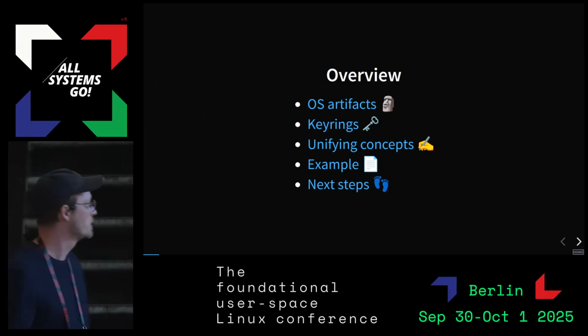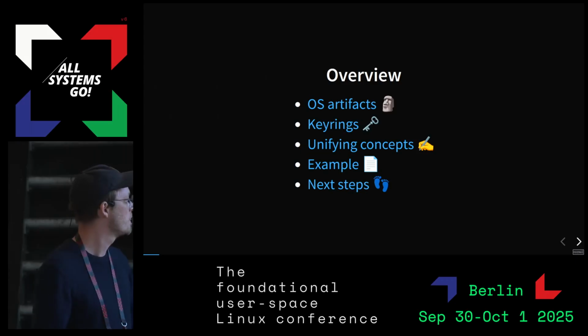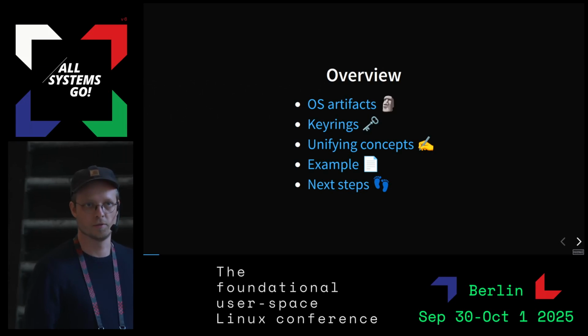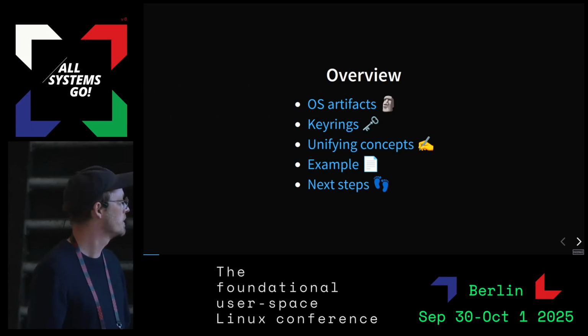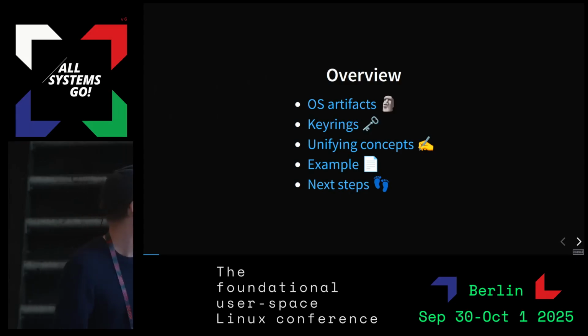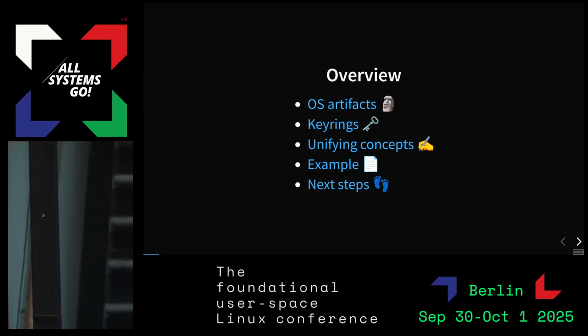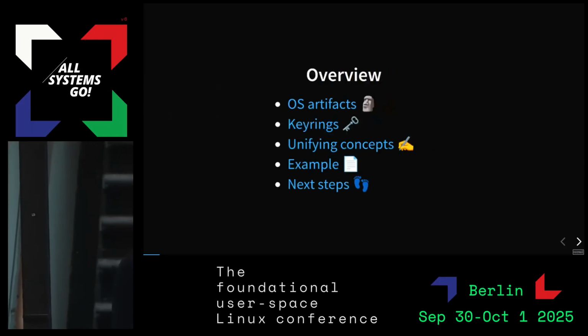Here's a little overview. We'll talk a bit about OS artifacts, what that actually means in this context, what keyrings I refer to when I talk about this, and what underlying unifying concepts are in this entire thing, and show you an example of what we've done so far in this work related to this topic.